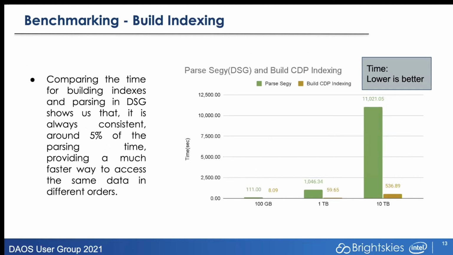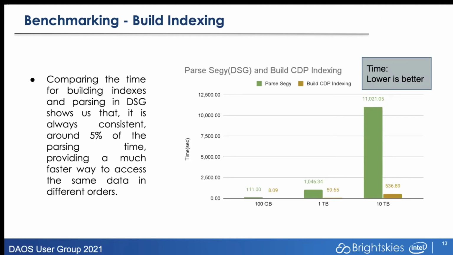So in order to assess the performance of the build indexing functionality, we compared it to our own parsing feature to highlight the relative speed of data access. Here we can see that since our parsing function is fairly sequential and deals with all the traces, headers, and data arrays, the time it takes to parse the data magnifies greatly as data increases.